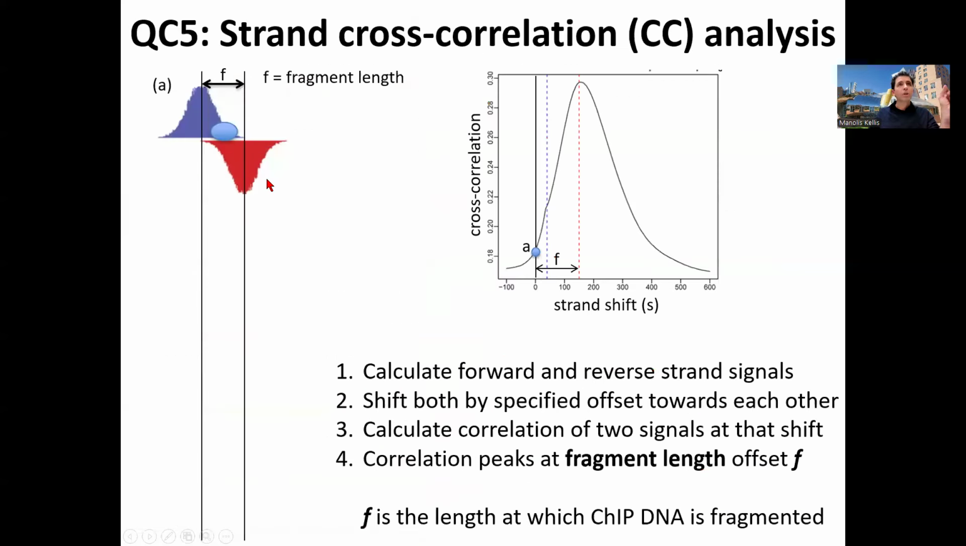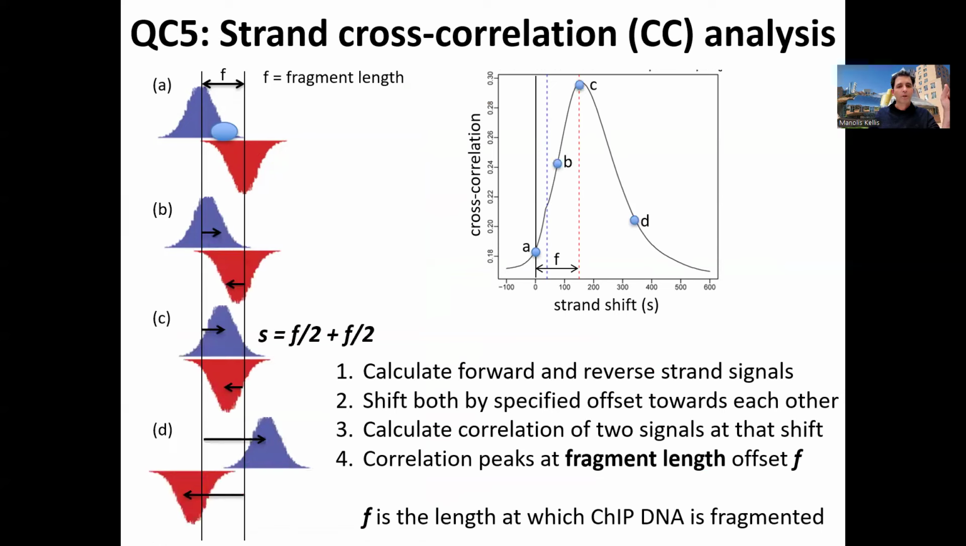I can basically look at the distribution of forward and reverse pointing reads and scan them past each other. And when they meet, I should get a peak. And when they don't meet again, I should get a trough. So I can basically look at the self-correlation of the forward reads and the reverse reads at varying offsets. And at those varying offsets, they will be matching at some point, and that will basically tell me what was my fragment length. Everybody with me here?